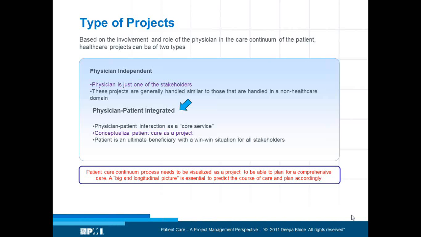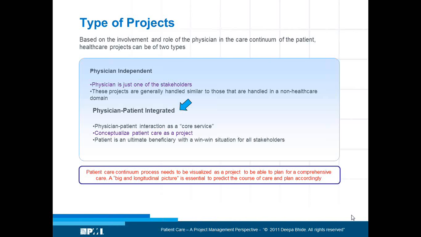The examples of the first type, which can be called physician-patient interaction independent, are quality accreditation by JCI, or setting up a pharmacy or a diagnostic lab, or setting up of another hospital, or implementation of an IT system in a hospital or in a diagnostic lab, creating an occupational and safety report for organizations or a hospital, and so on.